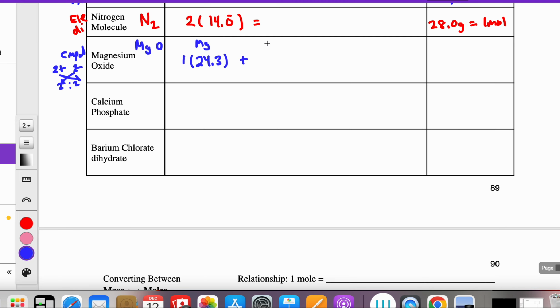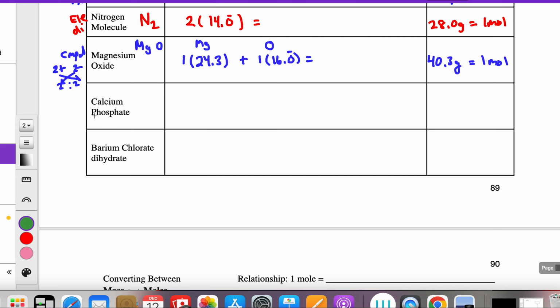Now I need to add that to what the oxygens contribute. There's 1 oxygen, and it contributes a mass of 16.0. Got to have that digit in the tenths place. So the mass of the 1 magnesium added to the mass of the 1 oxygen leaves me with a GFM of 40.3 grams of the magnesium oxide, and that's the mass that would occupy 1 mole of magnesium oxide.